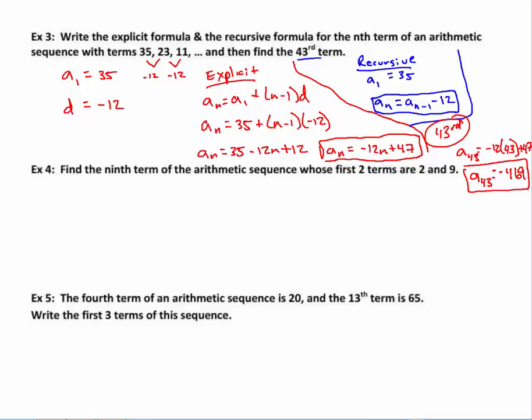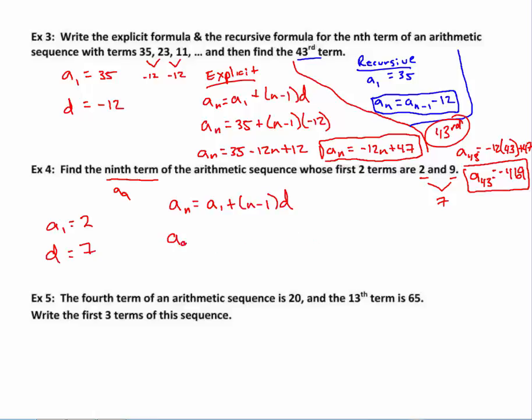Okay, so don't worry, this will get easier. All right, another example, find the 9th term of the arithmetic sequence whose first two terms are 2 and 9. Well, if 2 and 9 are our first two terms, our common difference is 7. Our 9th term, that means a sub 9. So we know a sub 1 equals 2. We know our common difference equals 7. So we'll do our formula a sub n equals a sub 1 plus n minus 1 times our common difference.